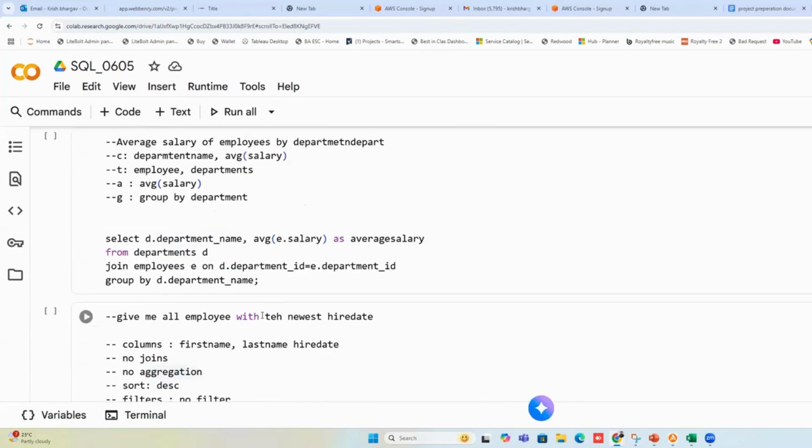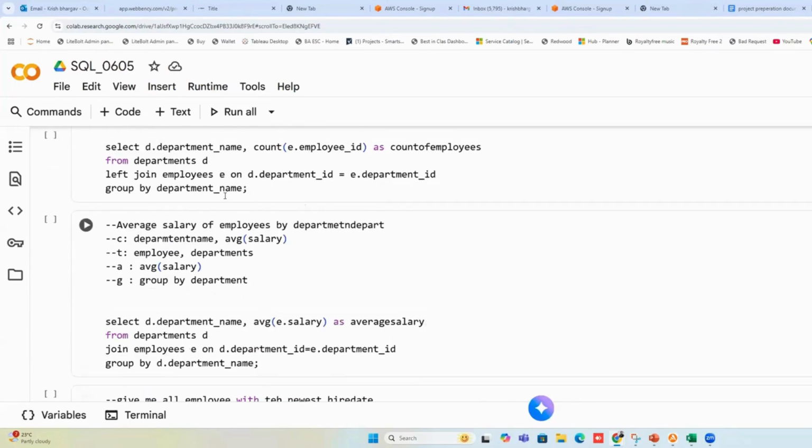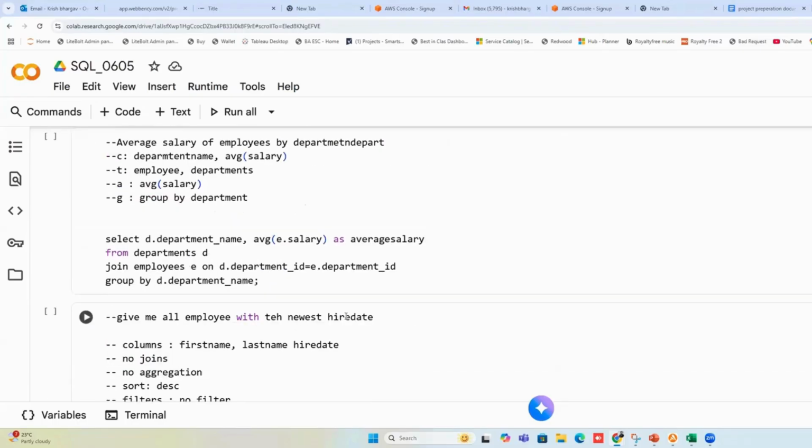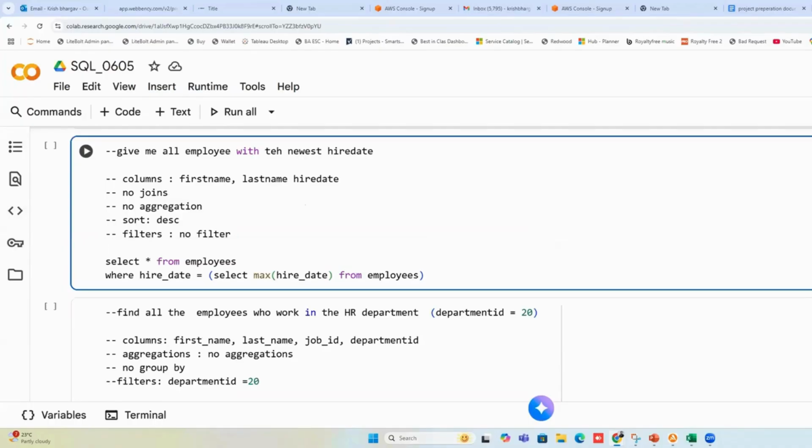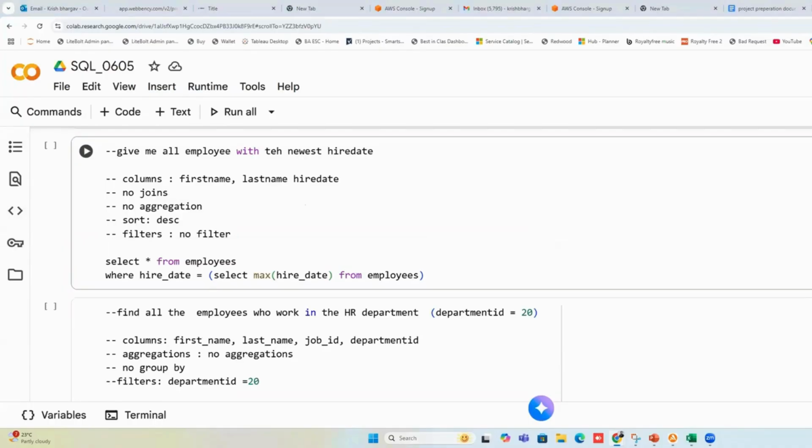Okay. I'll do the subquery in the next session, guys. It's a little bit confusing. You need to understand how it works. So we'll do the subquery in the next class. So just practice what we did today, and you'll be pretty much done.